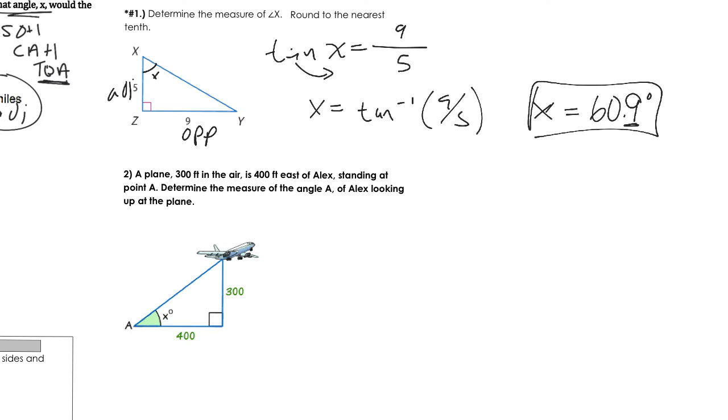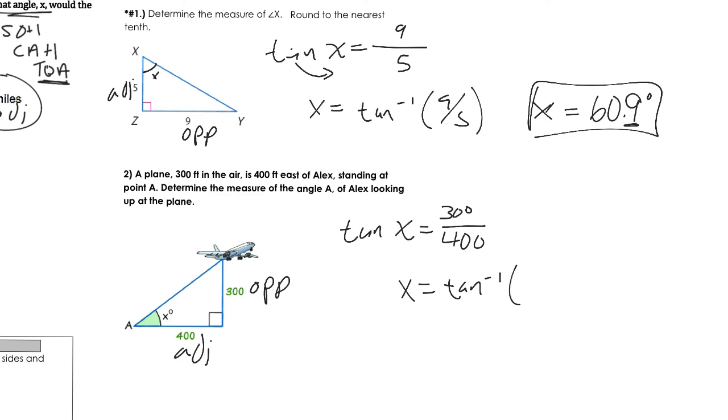Bottom one. We want to find the measure of angle A. Well, this is my opposite and adjacent. So tangent of angle X equals opposite, which is 300, over 400. So X equals tan -1 of 300 over 400. And again, you just type this in your calculator, hit the second button, then tangent, and 300 divided by 400.